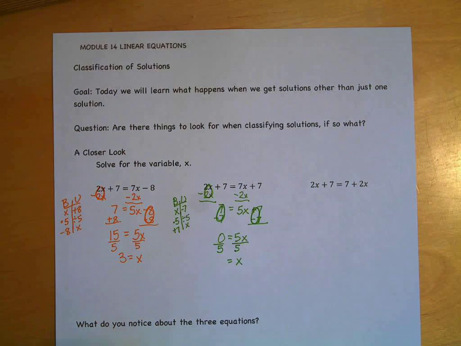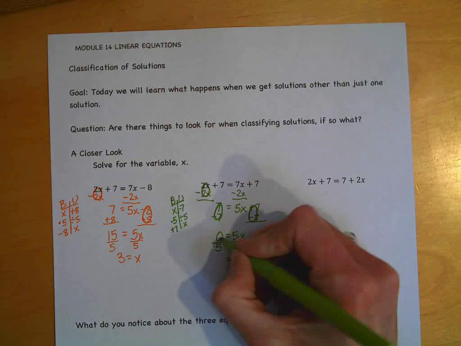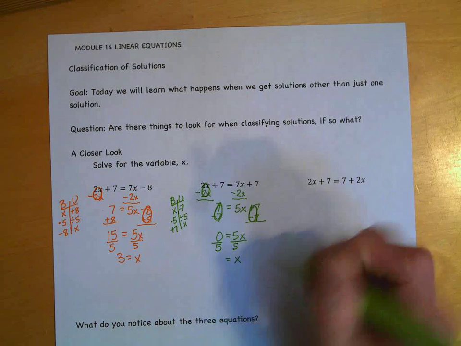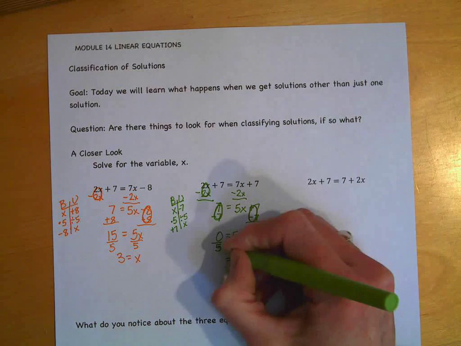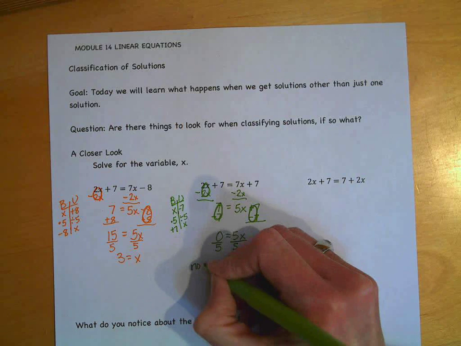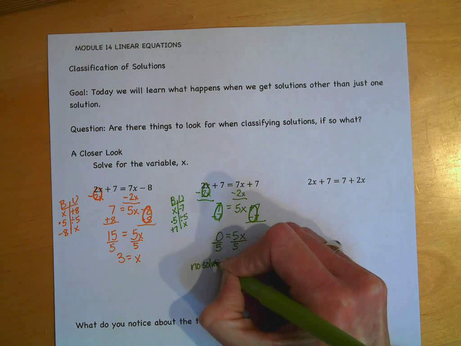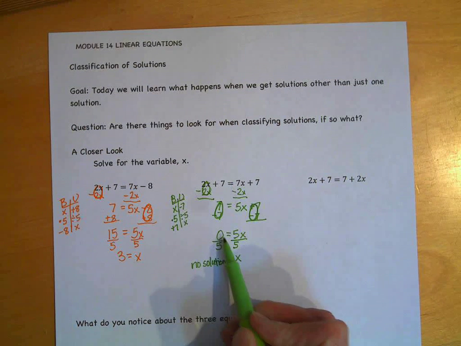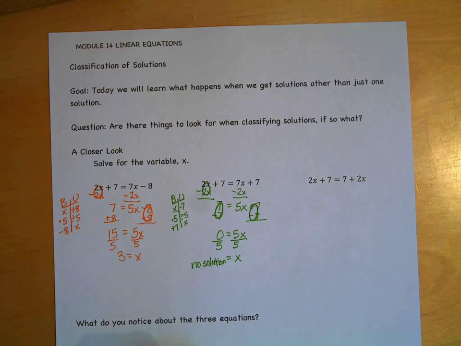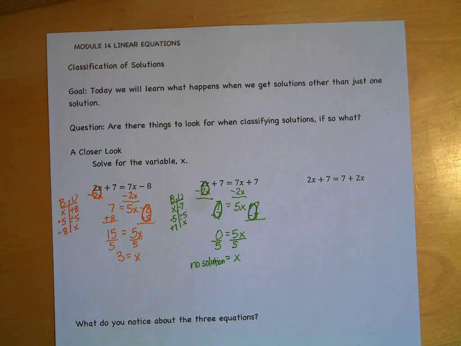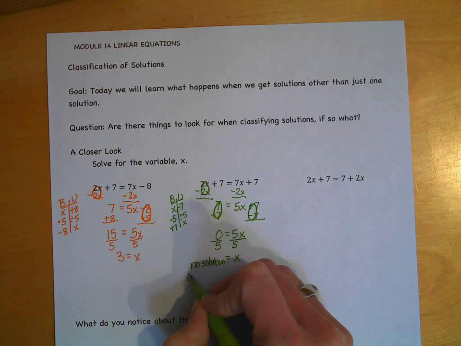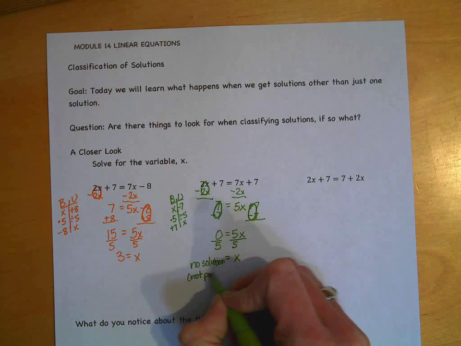0 divided by 5, and you can't do that. You cannot take 0 and divide it by 5 because 0 holds no value. So this is called no solution. The reason it's called no solution is because you cannot take 0 and divide it by 5. So this one would be no solution. It's not possible. We can also write not possible.